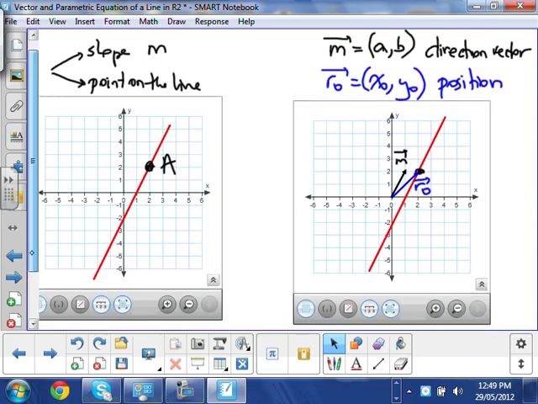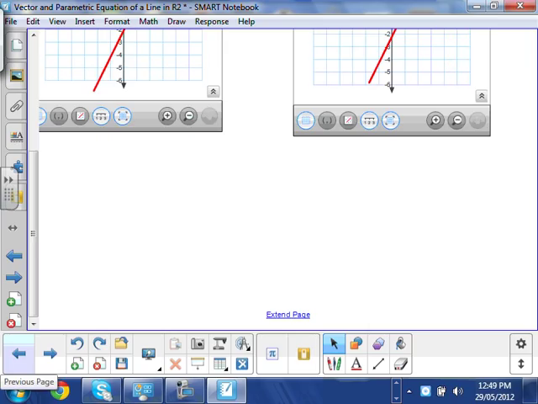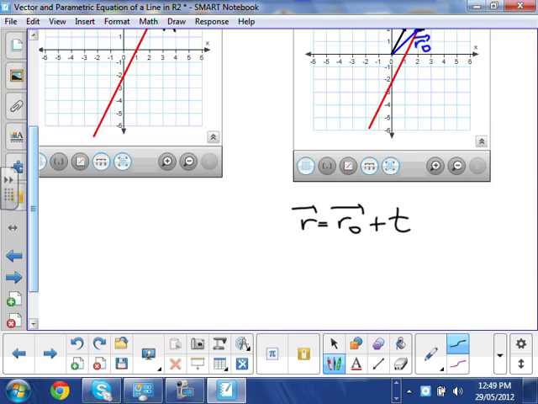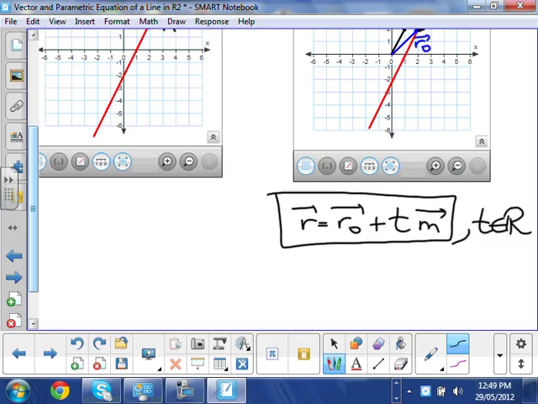How can I write any position vector that takes me to any point on the line? I can write it as R equals R0 plus a certain scalar t, let's call it t, times the direction vector M. Let's not forget t is a real number. This is nothing else but the vector equation of a line. Vector equation of a line.